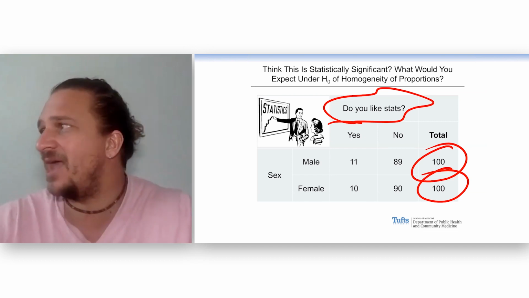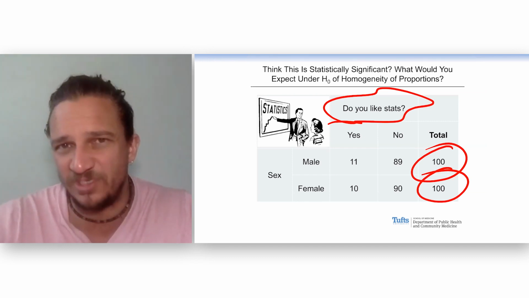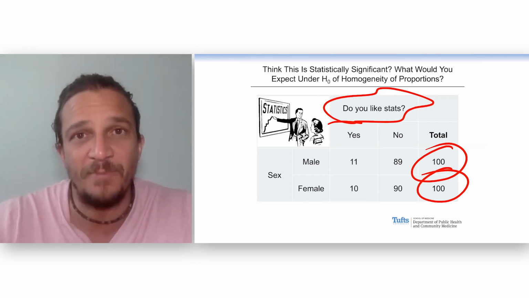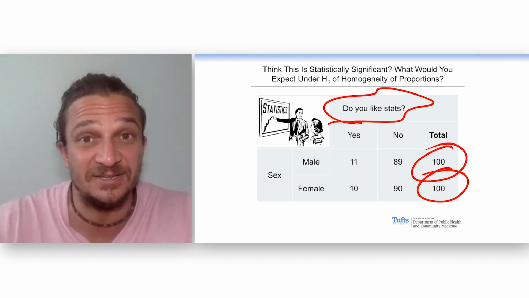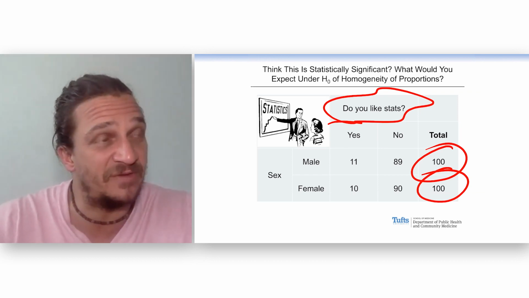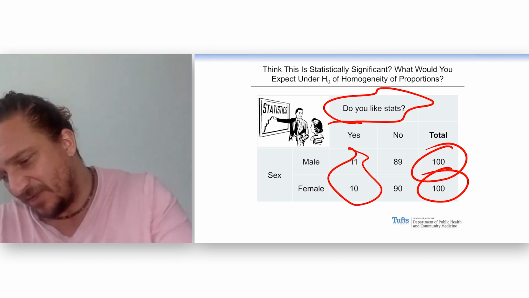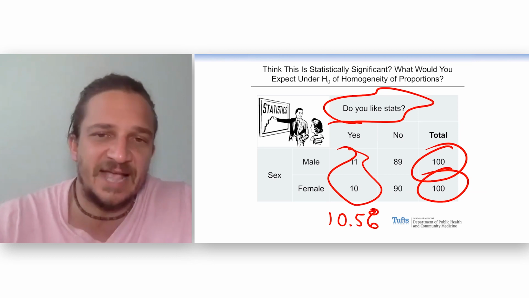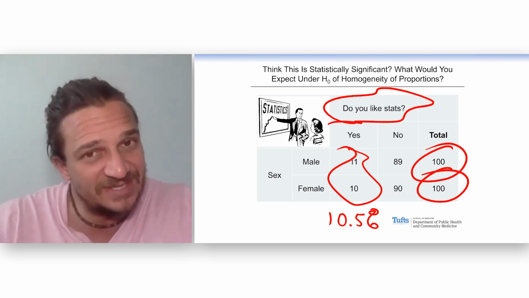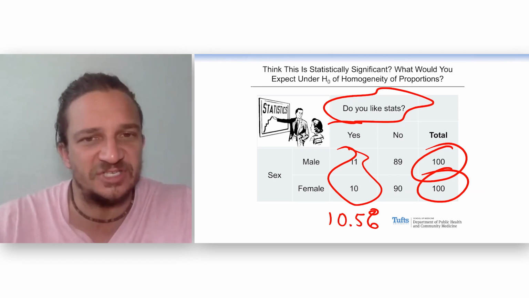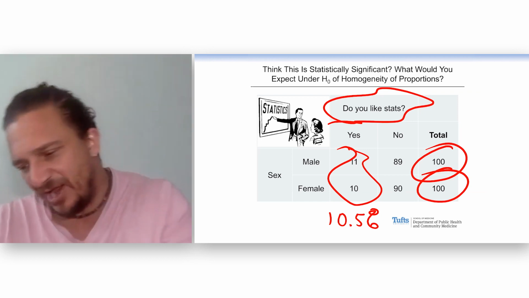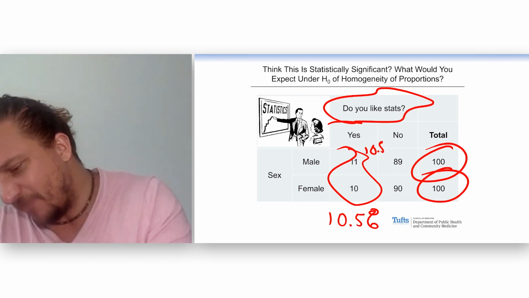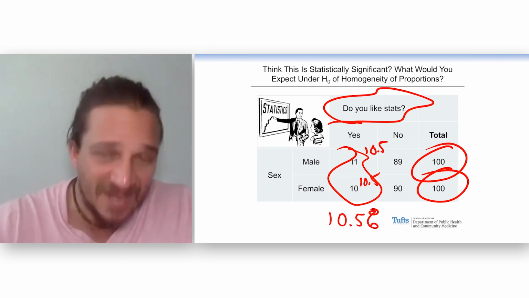Well, it would sort of depend on the base rate, or the baseline. In general, people don't like stats. What's your best estimate of how much people like stats? Well, it's something out of 100, maybe like 10.5%. That's my best estimate. So what would I expect to see if the null hypothesis were true, if men and women were the same? I would expect to see 10.5 men here and 10.5 women here.